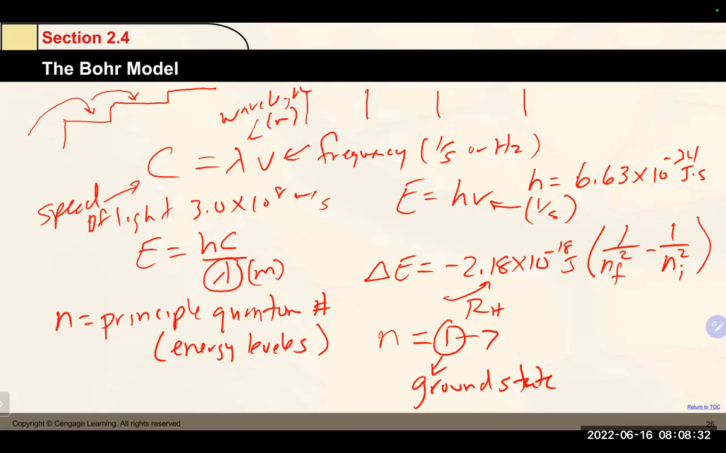Anything above that, n equals 2, 3, 4, 5, however many, 6 or 7, those are considered excited states. Those are higher in energy, and they are further away from the nucleus as well. Any questions on any of that stuff we talked about last time? Okay, so I think we left off on an example where we could do some of these calculations.